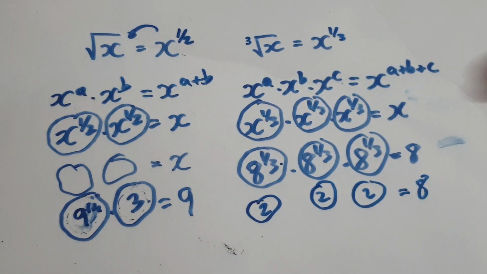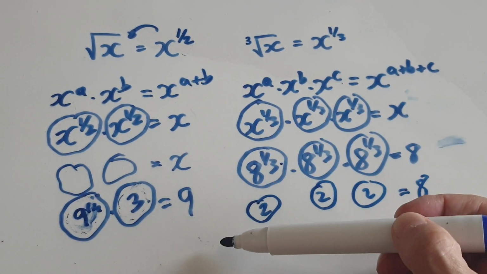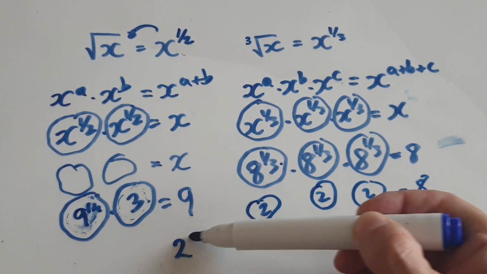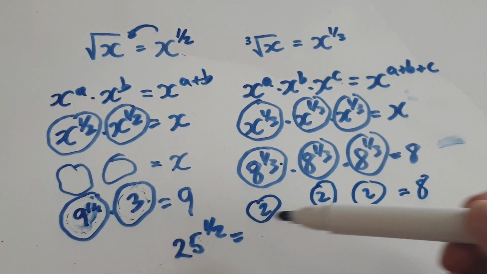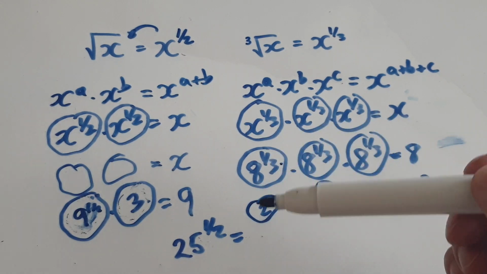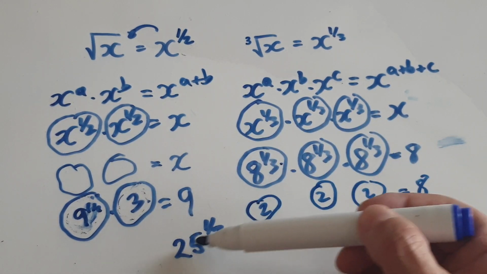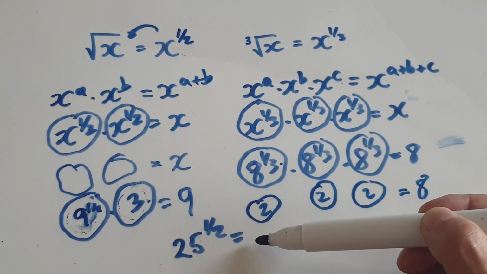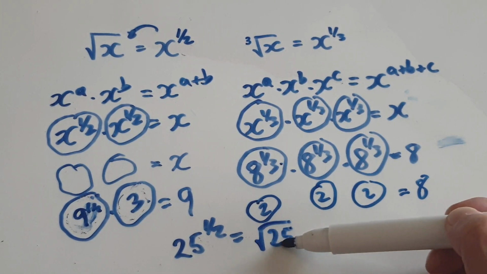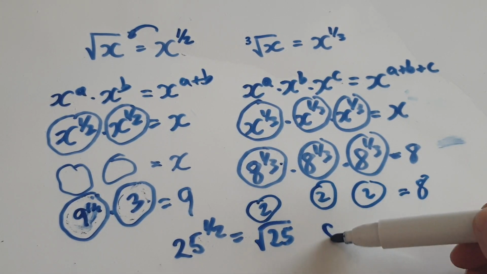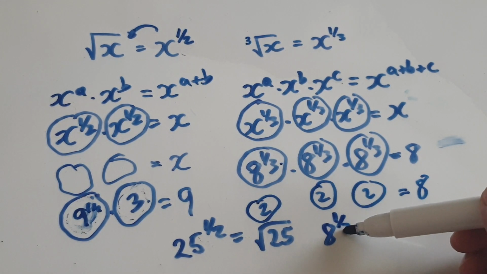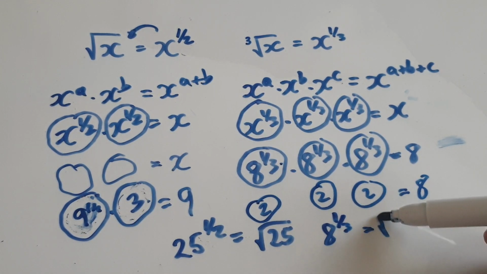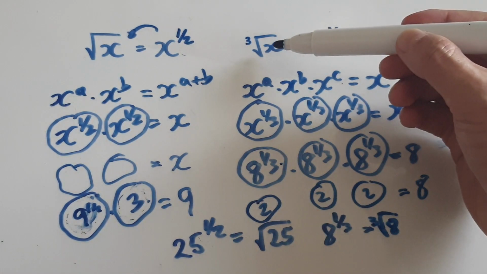So when someone asks you what is 25 to the power of a half, you don't really understand what it means to have a power of a half, but it's something times by its exact same self twice to give you 25. Well, it's really the same as the square root of 25. If someone asks you what is 8 to the power of a third, it's really the same as the cube root of 8.